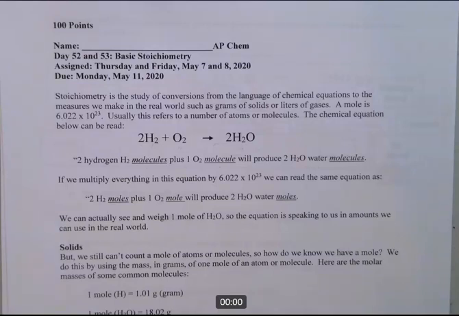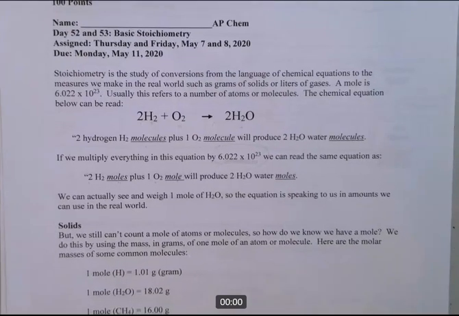So, what do we do to remedy that? Well, if we multiply everything in this equation by a really, really large number, 6.022 times 10 to the 23rd, we can read the same equation as, and that's called a mole. Then we can read this as 2 H2 moles plus 1 O2 mole, again, mole being that number, will produce 2 water moles, or 2 moles of water. Okay? So that gives us a big enough number of molecules that we can actually work with.